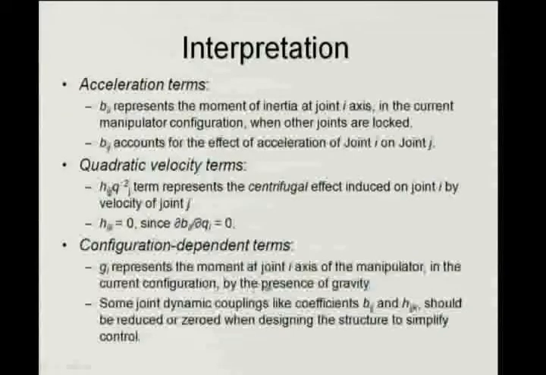So G_i is the moment at joint i axis of the manipulator in the current configuration caused by the presence of gravity. The whole idea is that when you design the structure, you are trying to make as many of these coefficients B_ij and H_ij ideally 0, or as close to 0 as possible, or small or invariant, so that all these coupling terms go away. The more you can do that, the more compact your dynamics will be and your life will become easier. So that is the aim.